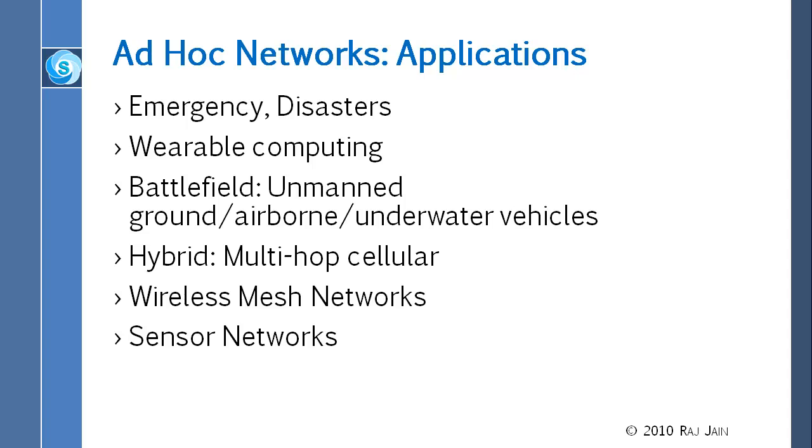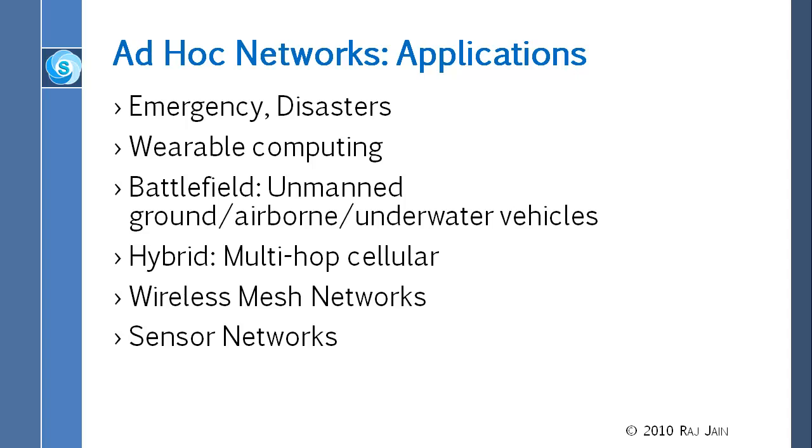Hybrid. Sometimes you have a cellular network, but cellular networks may not be able to reach certain areas of the city, say, for example, a particular street. Then you might go there multi-hop. Multi-hop means that you could go to some relay station, and then from the relay station you could go to people on that street. So that's a hybrid because it has a cellular as well as the ad hoc networks.